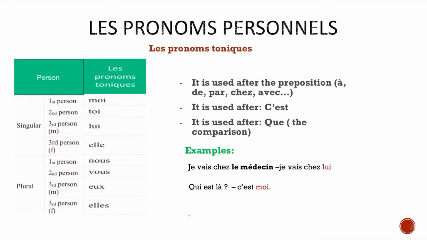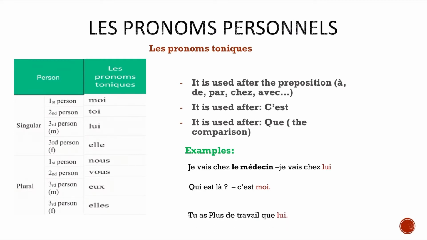The second example is qui est là. Qui est là means who is here. If the answer you want to tell, for example, is it's me or it's he or it's she, so in French we should use pronom tonique. For example, it's me, c'est moi. Moi means me. Moi is a pronom tonique. We can't here use any other pronoun except pronom tonique because we have the expression c'est.